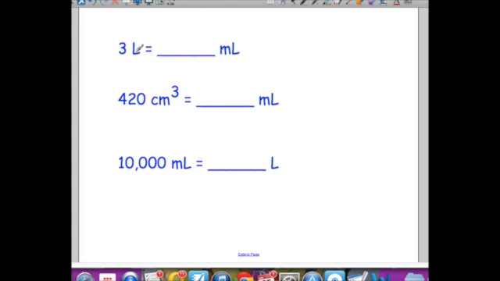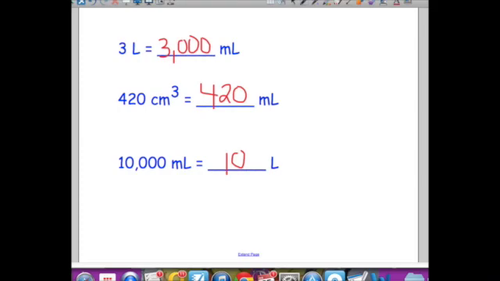Okay, you're back. So 3 liters. Well, I know that 1 liter equals 1,000 milliliters. So if I have 3 of them, it's going to be 3,000 milliliters. Okay? Now, if we go back to our conversions, we know that 420 centimeters cubed is going to be equal to how many milliliters? Well, remember an eye drop is the same as a cube, so it's going to also be 420 milliliters. Okay? Here we have 10,000 milliliters equals how many liters? Well, once again, thinking back up here, 1 liter is 1,000 milliliters. If I have 10,000 milliliters, that will be 10 liters.